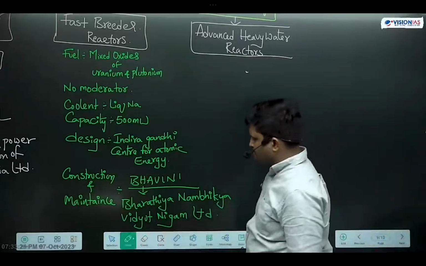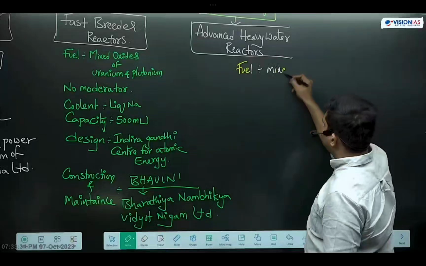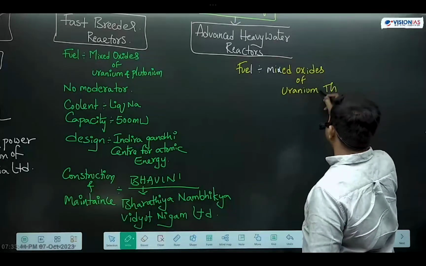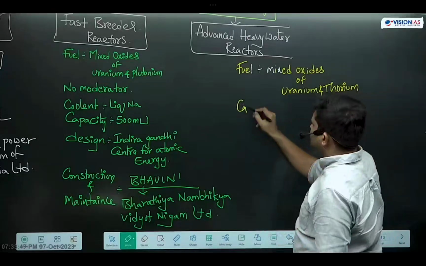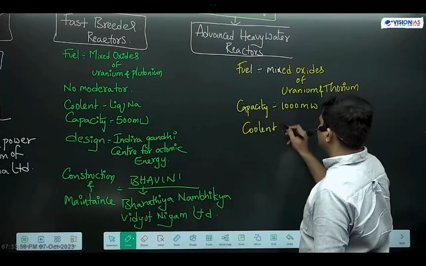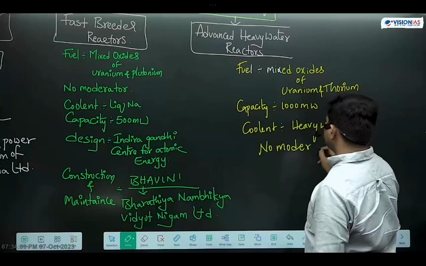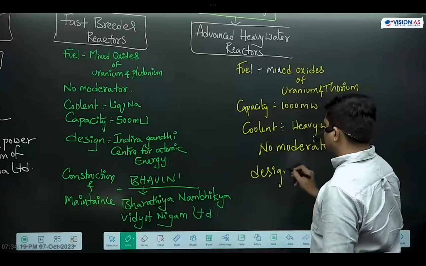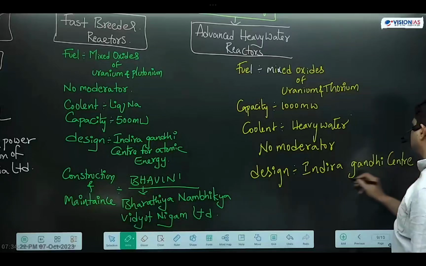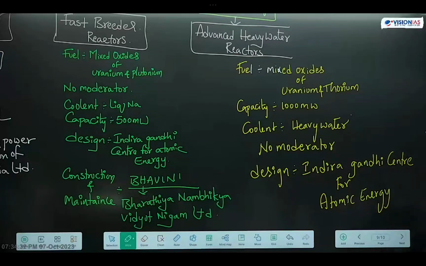Next is the third stage of nuclear reactors. What is the fuel that we use? Fuel used is mixed oxides of uranium and thorium. Capacity is 1000 megawatts. Coolant is heavy water. No moderator. Design is taken care of by Indira Gandhi Center for Atomic Energy.